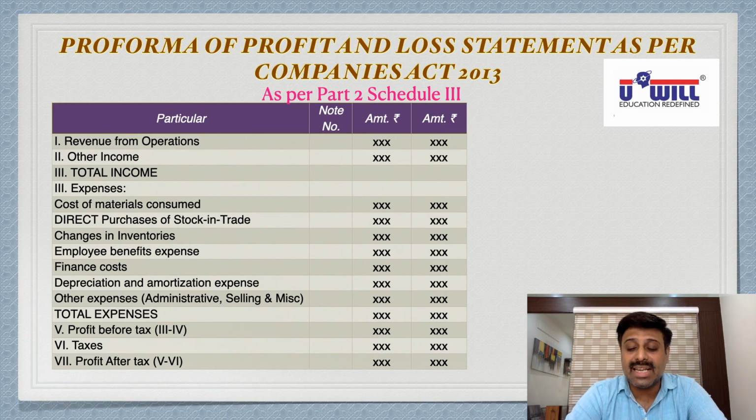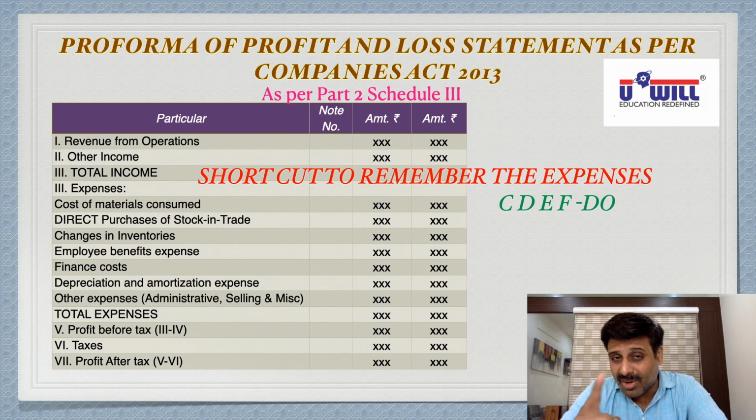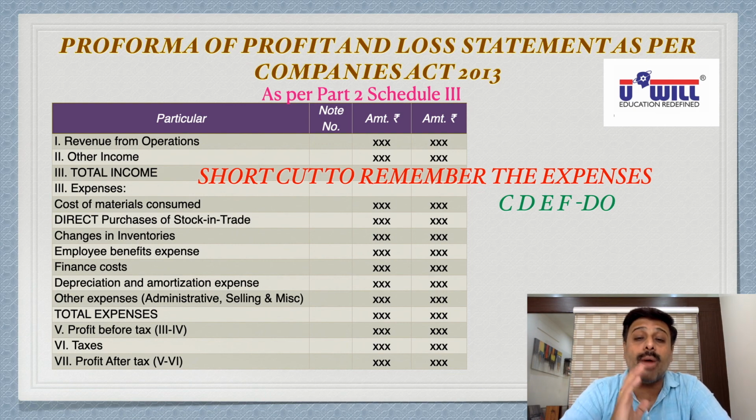Now for expenses, I gave you this shortcut: C, D, E, F, do. Do you remember this? Same thing we studied in profit prior to incorporation. C stands for cost of material consumed. How do you find cost of material consumed? For raw material: opening stock plus purchase minus closing stock. Opening stock of raw material plus purchase of raw material minus closing stock.